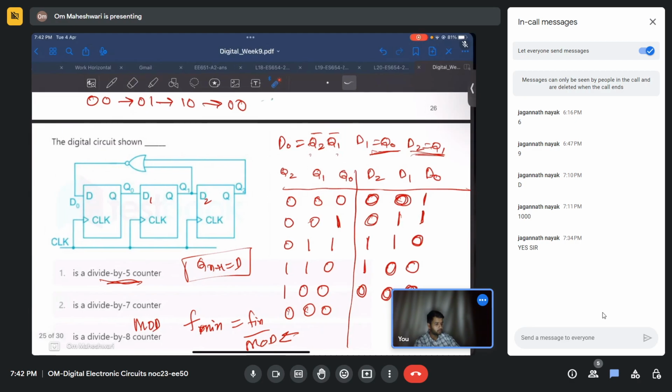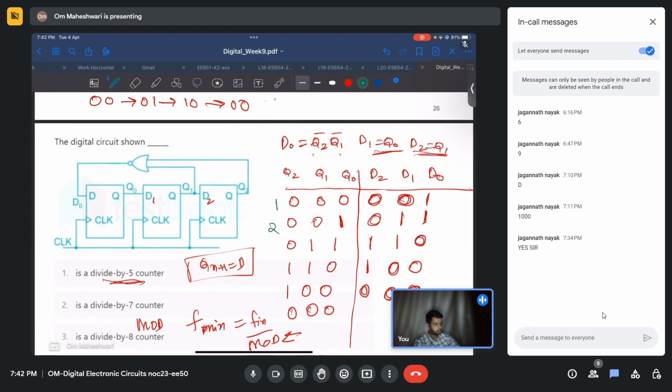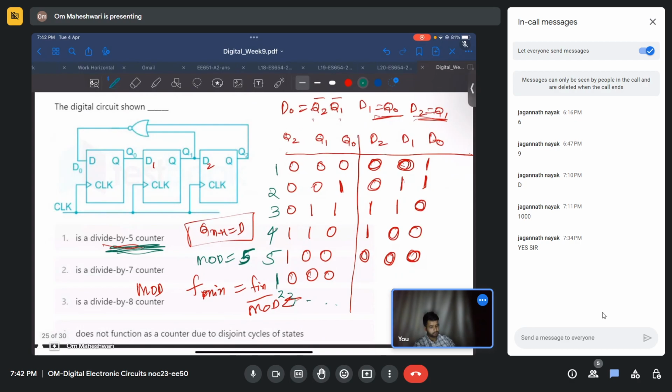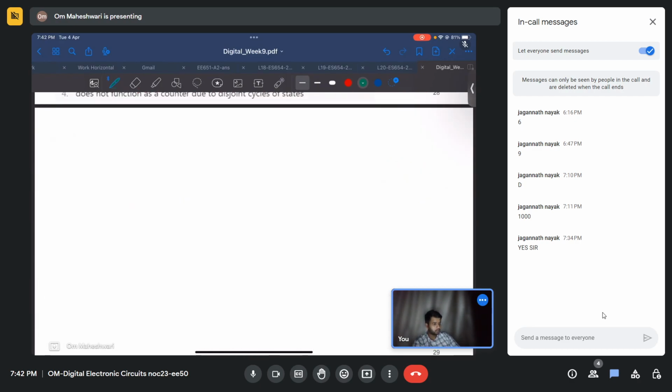So how many states do we have? 1, 2, 3, 4, 5. Then it is again 1, 2, 3. Right? So it is a divide by 5 counter. Mod is 5. Okay. So I hope it is clear. Let us see the next question.